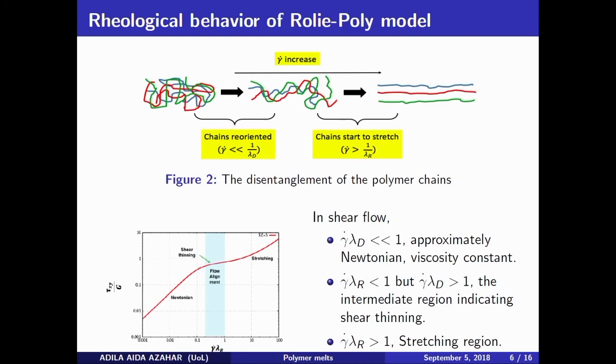Translating this figure 2 into a graph here, by knowing the stretch relaxation time as well as the rotation relaxation time, we can divide the behavior of the Rolie-Poly model into 3 different regimes. The first one is the slow regime, where it behaves with a Newtonian-like behavior, while the second one is the intermediate regime, which shows shear thinning behavior, and the last one is the fast regime, where we start to observe the polymers stretching.